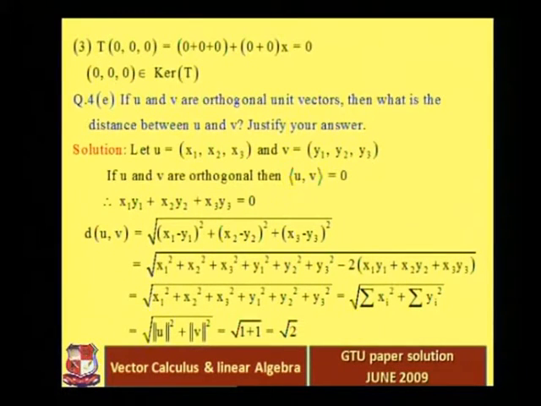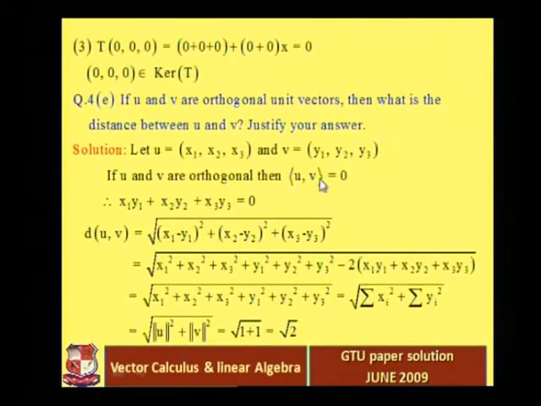Next question, question 4e. If U and V are orthogonal unit vectors, then what is the distance between U and V? Justify your answer. Here is the solution. To understand quite easily, we use U as a vector of R3, (x1, x2, x3), and V as (y1, y2, y3). If U and V are orthogonal, it's clear that the inner product of U and V is equal to 0 by the definition of orthogonal vectors.